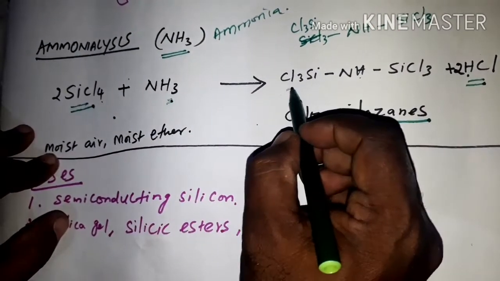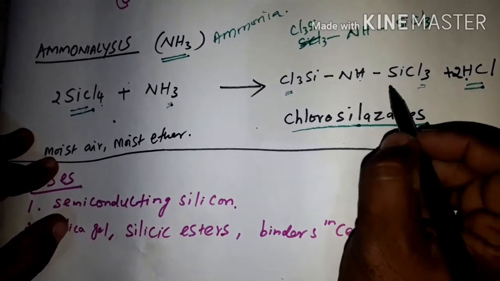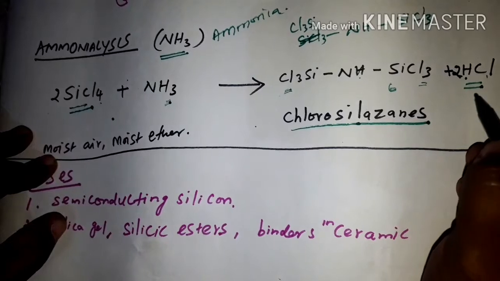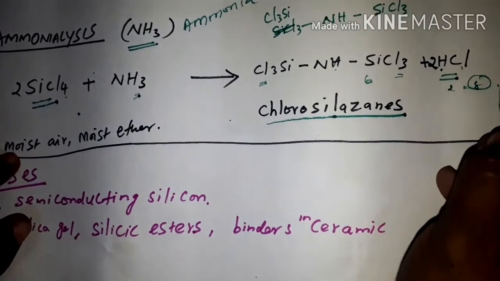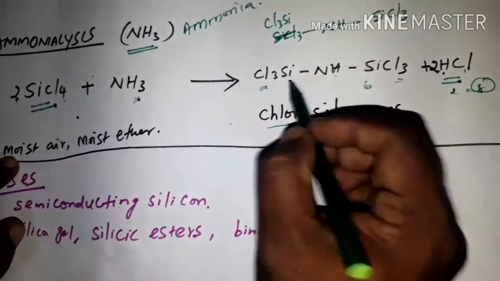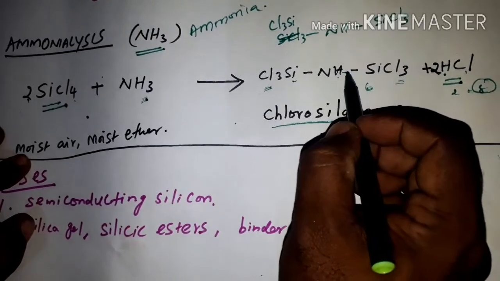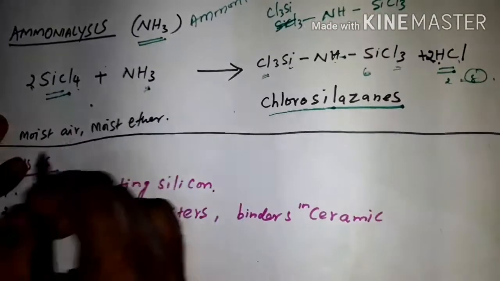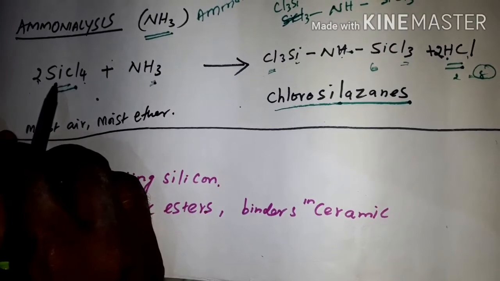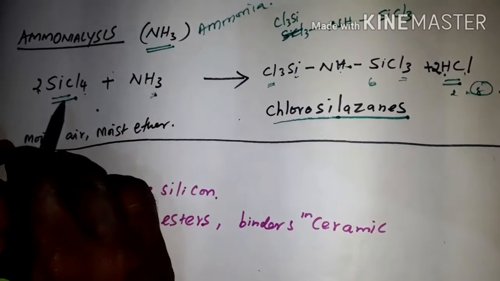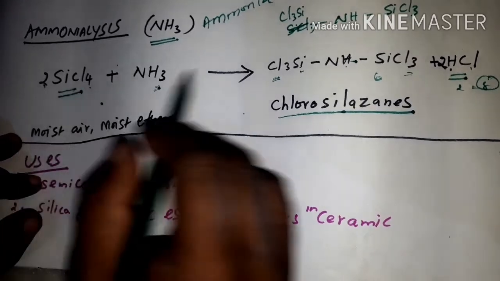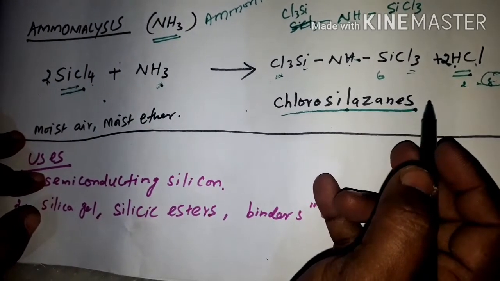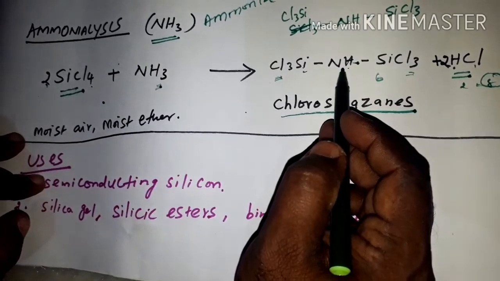Here 3 chlorine, here 3 chlorine, total 6 chlorine. Here 2 chlorine, total 8 chlorine. So 8 chlorine is there. So put here 2. Here 2 silicon atoms are there. Okay. So that's all about this ammonialysis. Ammonialysis means adding ammonia to silicon tetrachloride. We are getting the product of chlorosilazanes. Okay, so the formula is this.